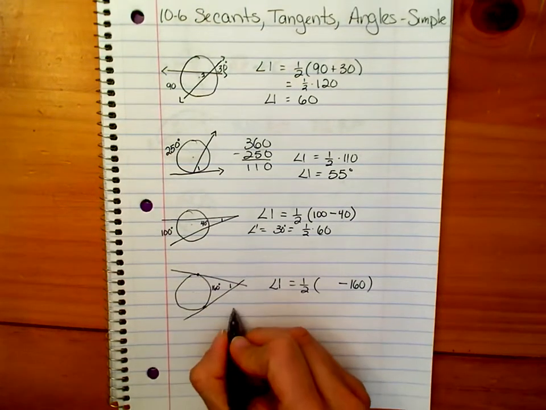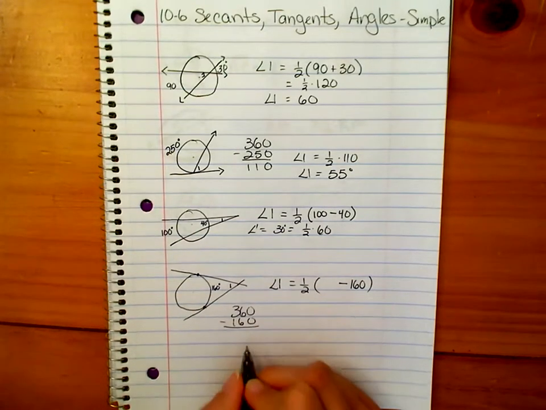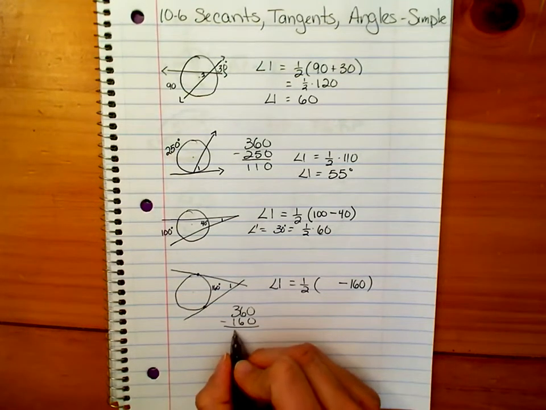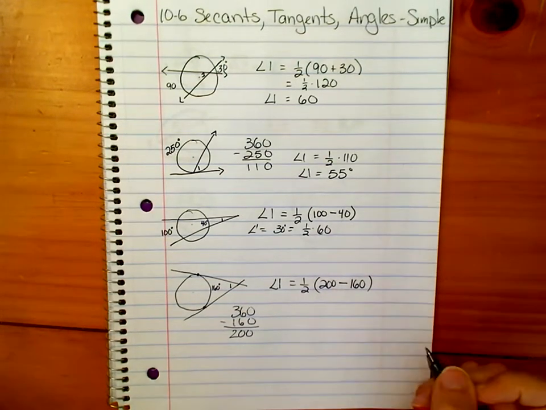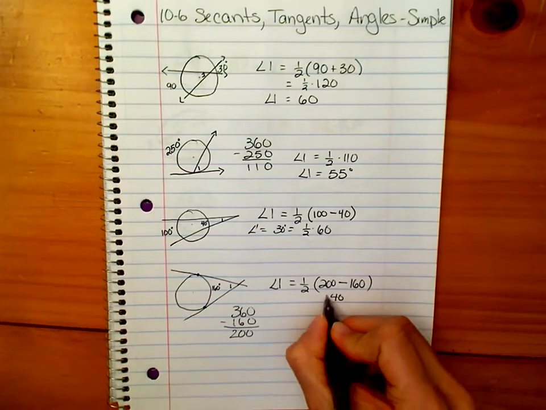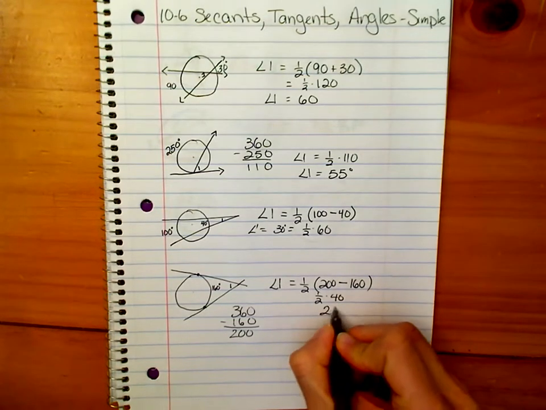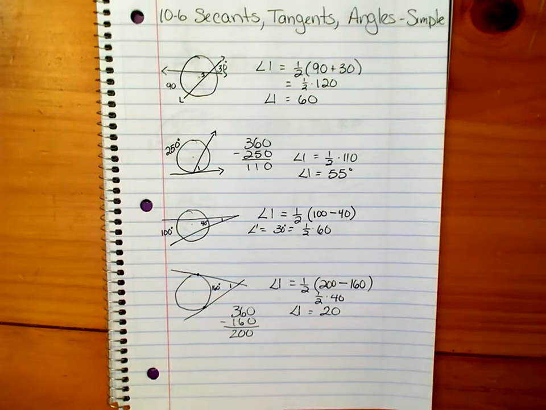Well, how can I find it? Well, I know that all the way around the circle is 360 degrees. So I subtract 160 from 360. I get 200. What is 200 minus 160? Well, that would be 40. So I need to take half of 40. Half of 40 is 20. So angle 1 is equal to 20. And those are some simple problems for secant tangents and the angles that are formed by them.